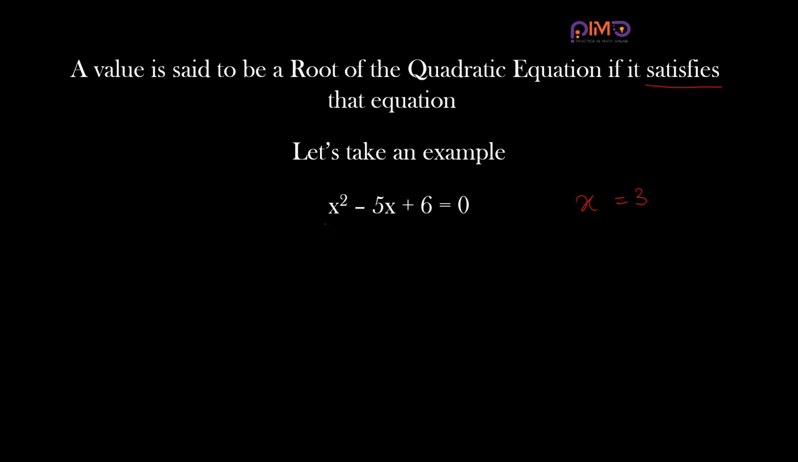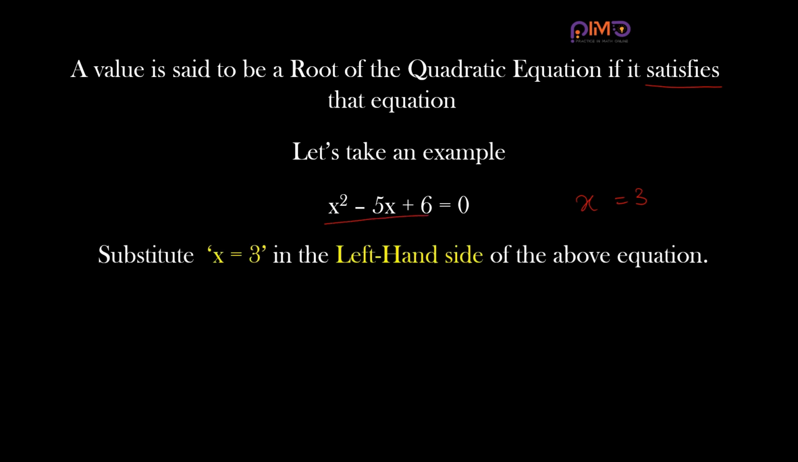So we try to substitute x is equal to 3 in the left hand side of this equation. Only in the left hand side, we do not equate it to 0 already. So wherever x is, we put 3 in place of that. So it becomes 3 squared minus 5 times 3 plus 6. Now 3 squared is 9, 5 times 3 is 15. So 9 minus 15 plus 6. When you solve this, it becomes equal to 0.